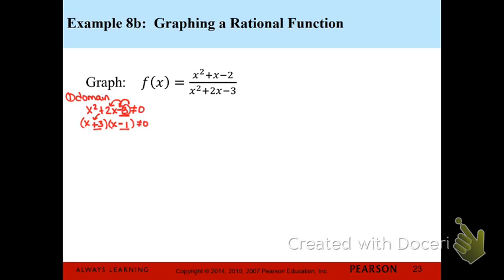And it's still not equal to 0. Then what do we do? Set each factor not equal to 0 and solve for x.